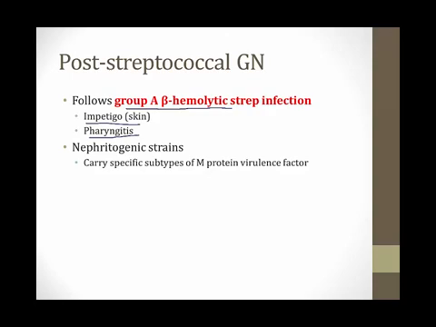The reason for this is that certain strep bacteria strains are what's known as nephritogenic. This means they carry a specific subtype of the M protein virulence factor that's known to lead to glomerulonephritis.